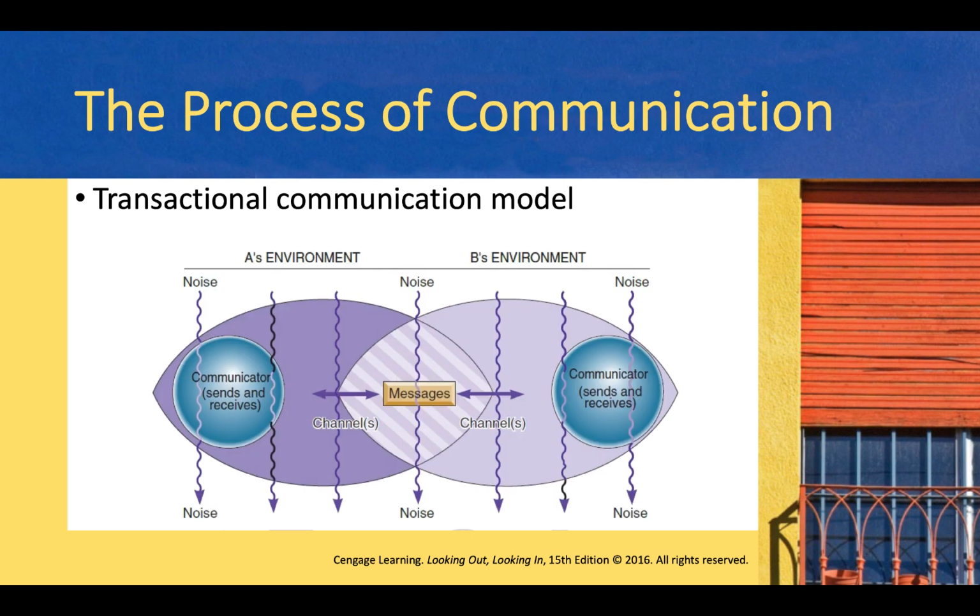The transactional model uses the word communicator instead of sender and receiver. This term reflects the fact that people typically send and receive messages simultaneously, and not in a unidirectional or back-and-forth manner as suggested in the linear model.